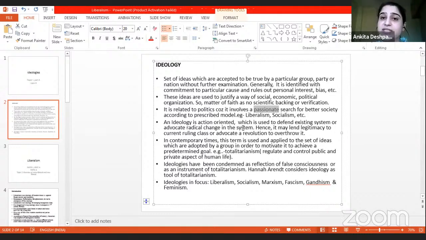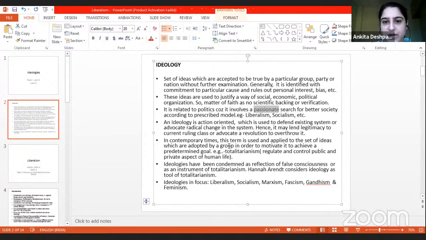Radical change in the system, you will see when I teach you Marxism, class struggle. He's talking about class struggle, that inevitably it is going to lead to the proletariat's dictatorship, and finally the state is not required. So the state will wither away. It will be a stateless, classless society. Communism will be established. All right. So it can either defend an existing system or it can even advocate a radical change in the system. Hence, it may lend legitimacy to the current ruling class or advocate a revolution to overthrow it.